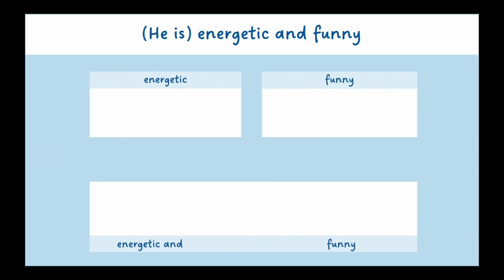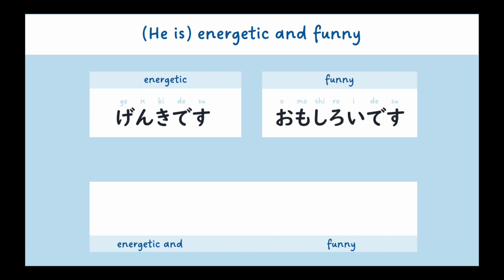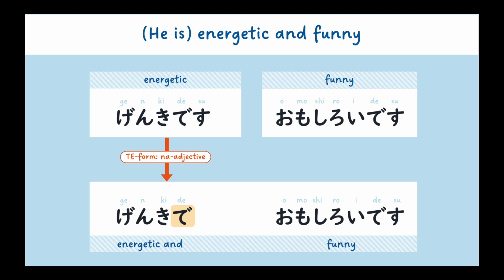Now, how do we say he is energetic and funny? Notice that energetic is a na-adjective. He's energetic is genki desu, and he's funny is omoshiroi desu. So we simply use the te form of the na-adjective and leave the last adjective as is. So energetic and funny is genki de omoshiroi desu.